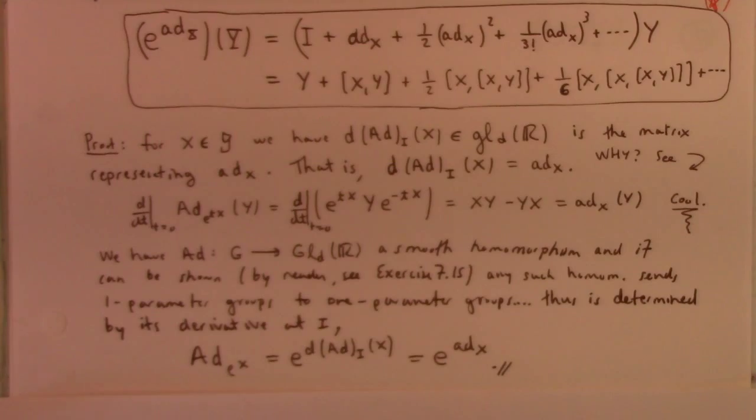All right. So we have that the adjoint goes from G to that. It's a smooth homomorphism, and it can be shown by the reader, see exercise 7.15, that any such homomorphism sends one-parameter groups to one-parameter groups. Thus, it's determined by its derivative at the identity. So consequently, the adjoint of e to the x is equal to e to the differential of the adjoint at I of x, which is that. Cool.